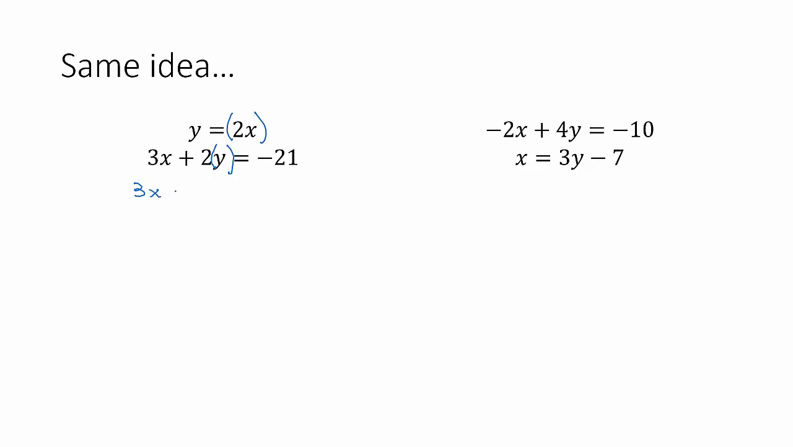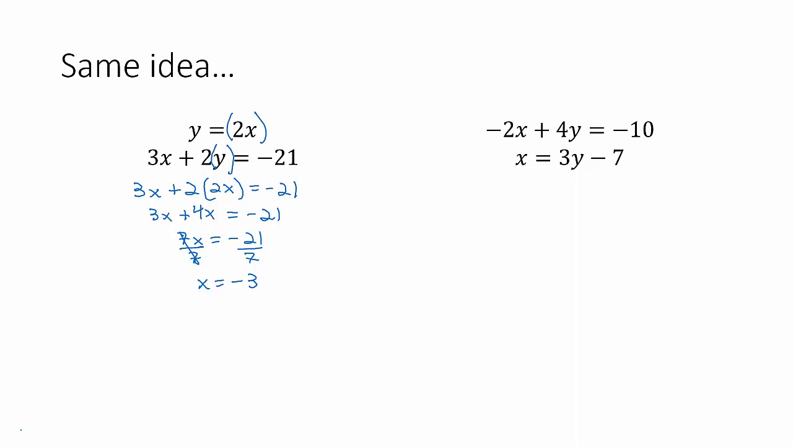So the second equation then becomes 3x plus 2y, but we know y is 2x, equals negative 21. And we can simplify: 2 times 2x is 4x, so we have 3x plus 4x equals negative 21. Add those together. You've got 3 x's and 4 more x's. That's a total of 7 x's is equal to negative 21. And if we divide both sides by 7, we find out our x value is equal to negative 3.